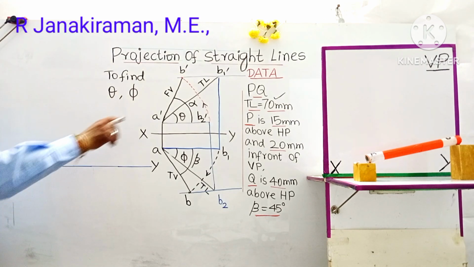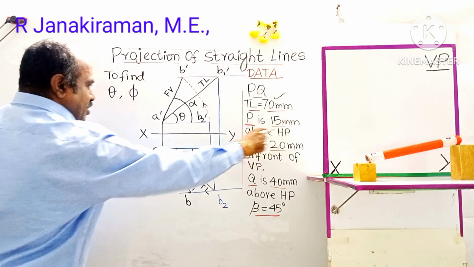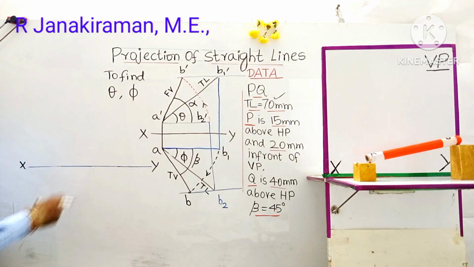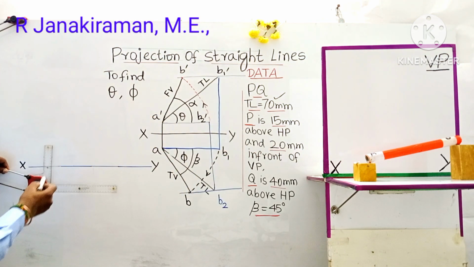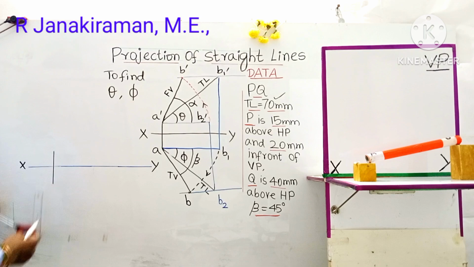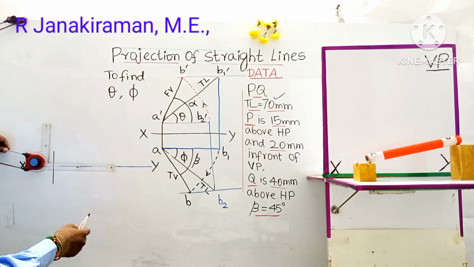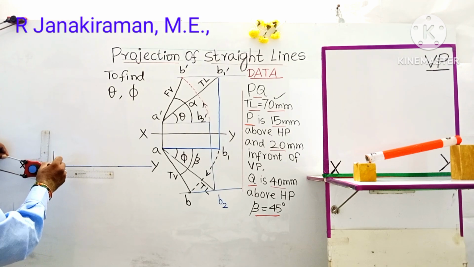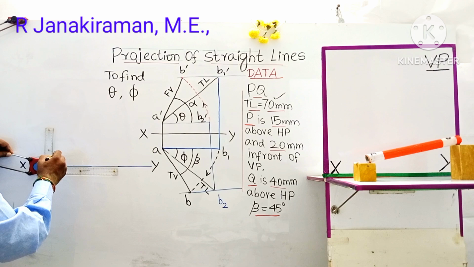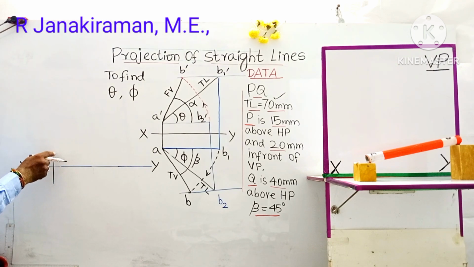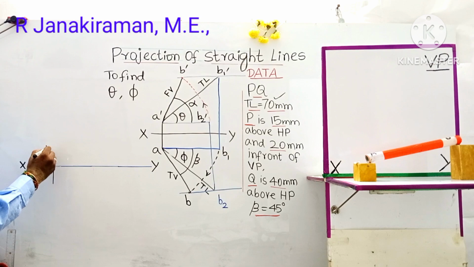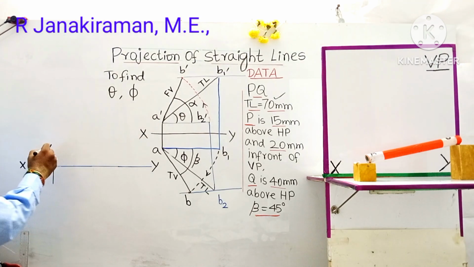And one end is point P, which is 15 mm above HP. This is the distance. So draw, before that draw a vertical projector. So this height is to be taken as 15 mm above HP. That will come above the XY line. 15 mm is 1.5 centimeter. From the XY line, mark a point at 15 mm. So remaining length you can erase it. This point shall be marked as P dash. Instead of A dash, I am going to mark P dash.